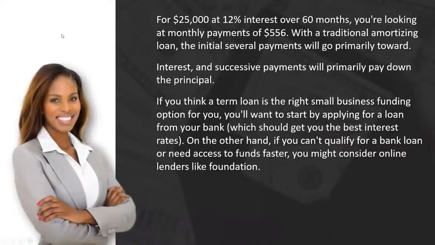Going back to what we just stated, for $25,000 at 12% interest over 60 months, you're looking at paying $556. With a traditional amortization period, the initial payments will primarily go toward interest. What we mean by that is when you have an actual loan amortization table, the balance is gradually decreasing with the payments. Over those first 60 months, the initial payments, the majority of the money is going to go towards interest. As you get further into the loan, from the middle to the end, the majority of those payments go towards decreasing the principal amount, or the $25,000.